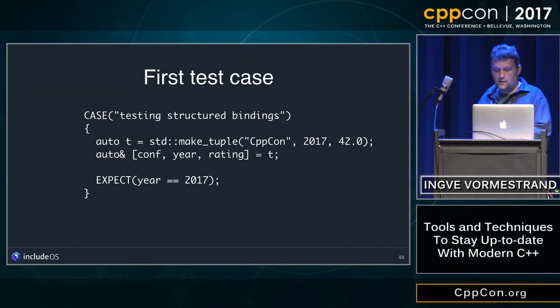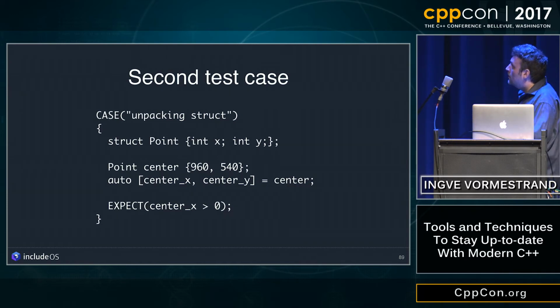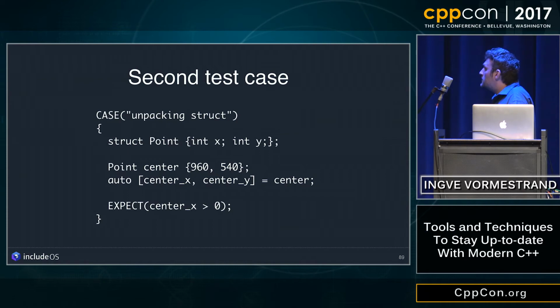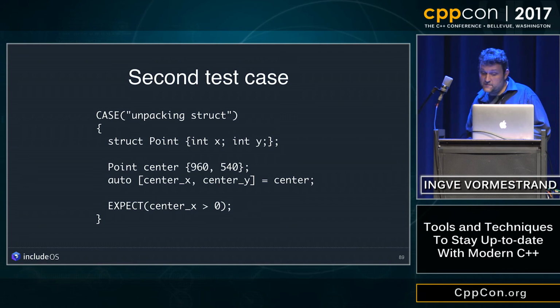So then you think, hey, that works for a tuple. Let me try doing that with a struct. So you write a new test case. You create your structure, and you create some variables, and you use it, and you make sure that your expectation matches reality. This is fun.